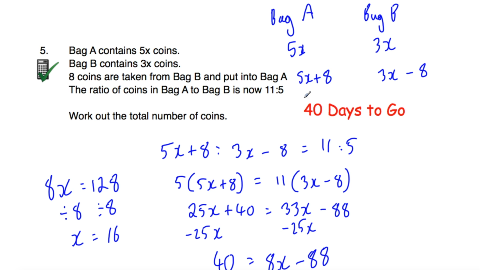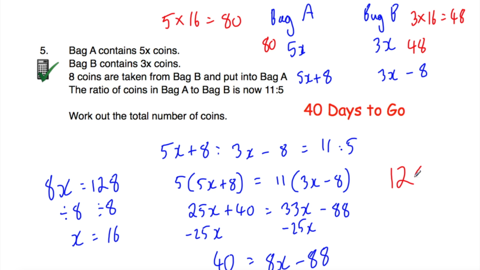So that means that we can either substitute 16 into here and add them together to find the total number of coins, so in other words, how many are in each bag at the end. Or we could go back to the beginning. We could do 5 times 16 and 3 times 16 to find out how many coins were in each bag to begin with. And that's actually what I'm going to do. It's a little bit easier. 5 multiplied by 16 is equal to 80. So originally there were 80 coins in bag A. And in terms of bag B, we're going to do 3 multiplied by 16 is equal to 48. So originally there were 48 coins in bag B. So that means that altogether there are 80 plus 48 is equal to 128 coins. That's how many coins there are.